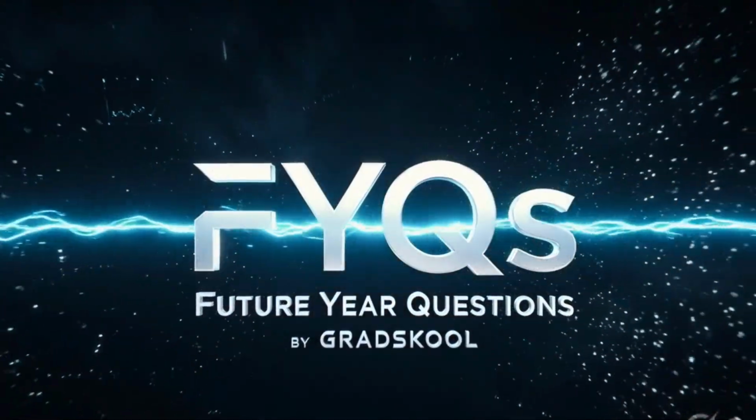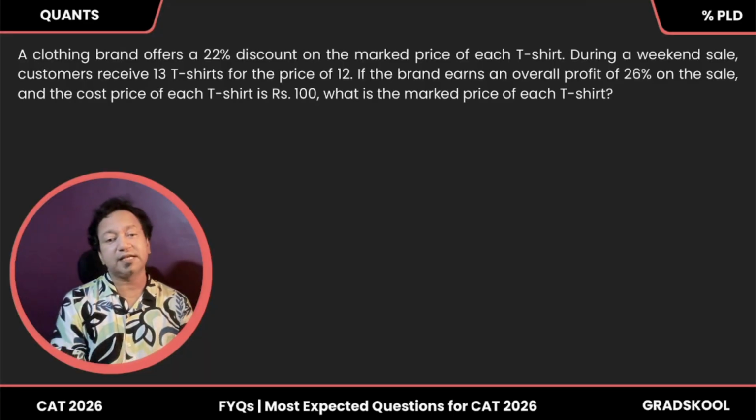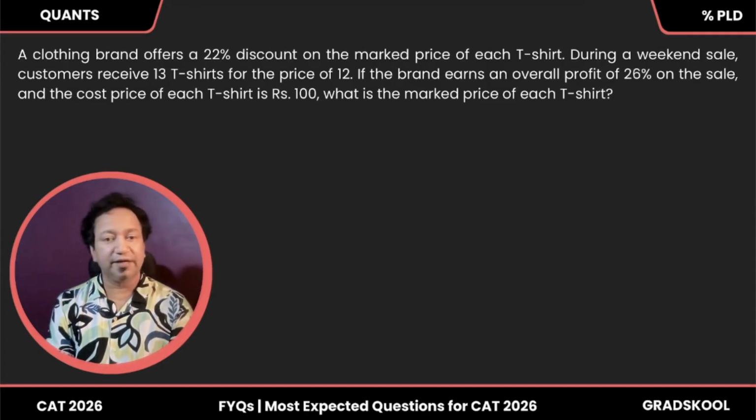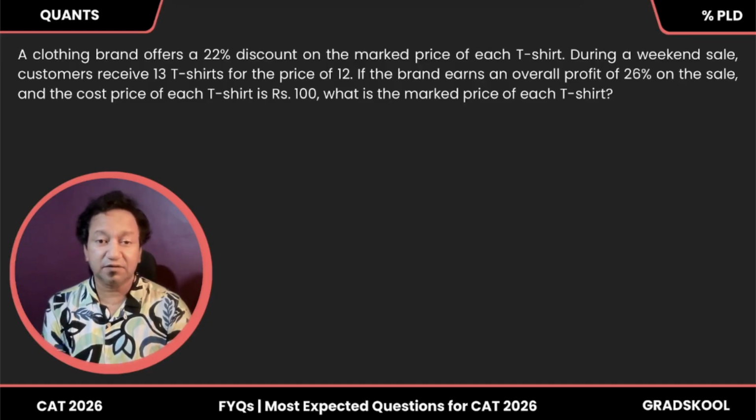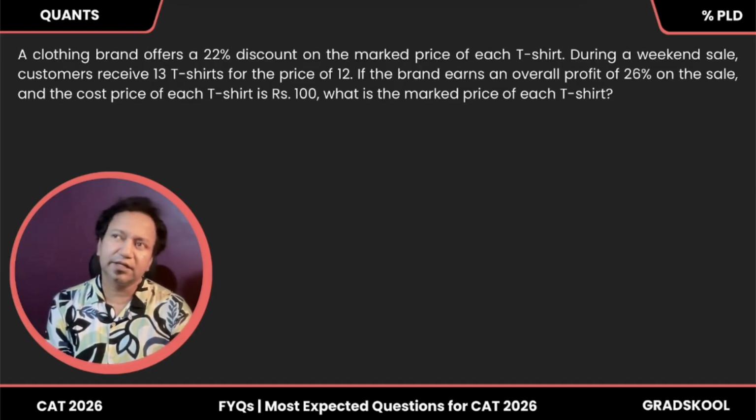Hey there. The question says a clothing brand offers a 22% discount on the mark price of each t-shirt. During a weekend sale, customers receive 13 t-shirts for the price of 12. Wow, 13 for the price of 12.